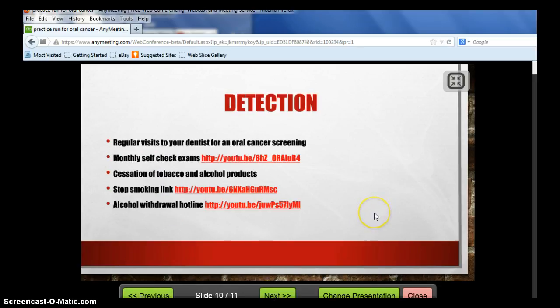Detection. How are you detected? The best thing is regular visits to your dentist for an oral cancer screening. If you're in the dental office with your hygienist and you are not getting an oral cancer screening, it is very important that you make sure you ask about that.